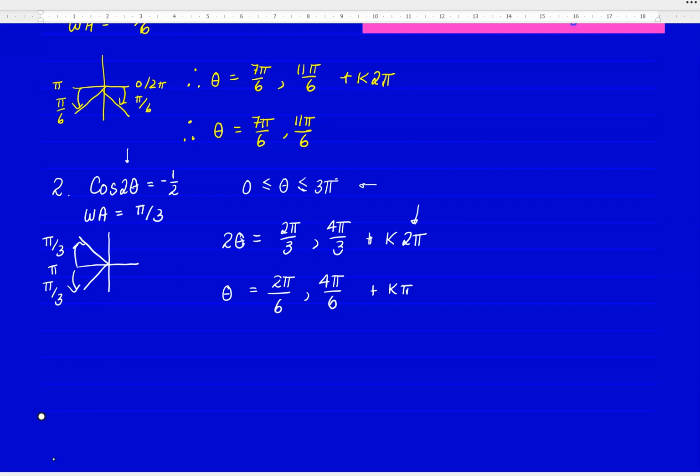Because both of these can cancel down to the same denominator, I'm going to do that. So this becomes 2 pi on 3, since 2 pi on 6 is pi on 3, and we've got 2 pi on 3, and we want to add k lots of pi until we are out of this domain of 3 pi. So again, no need to look at a calculator.